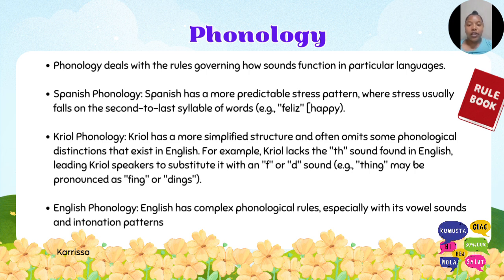For Creole phonology, Creole has a more simplified structure, and they usually omit phonological distinctions that exist in English. So, for example, the TH sound does not exist in the Creole phonology, and it would be substituted with the f sound, or the d sound. So for example, thing in English, substituted in the Creole language would be fing or ding.